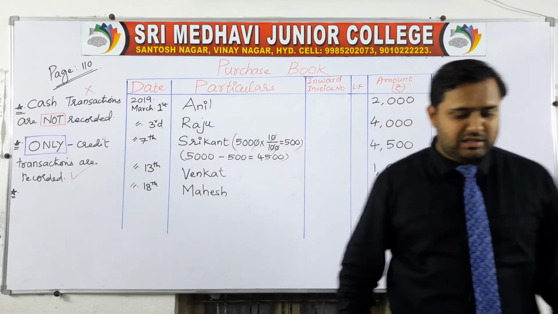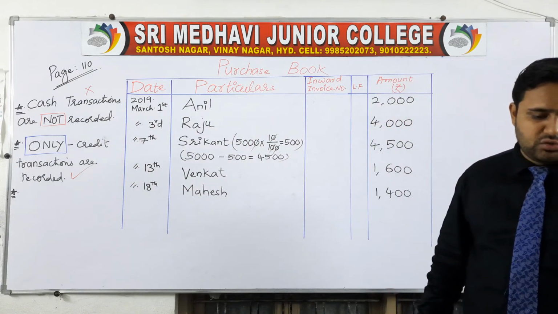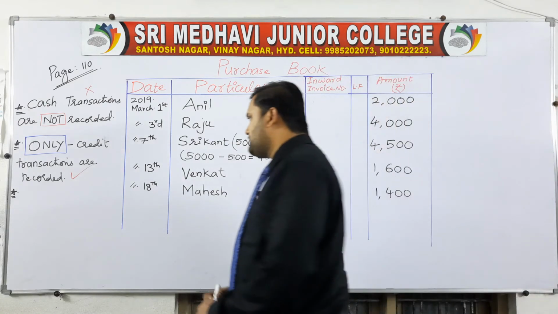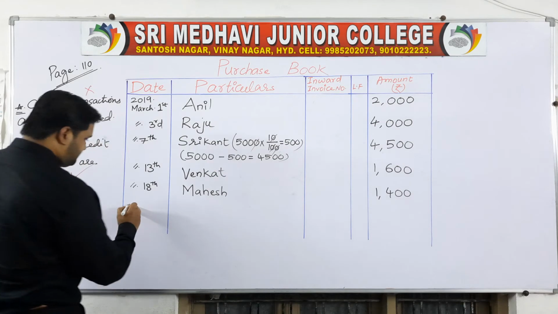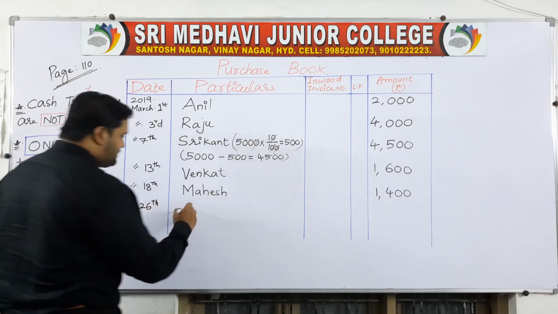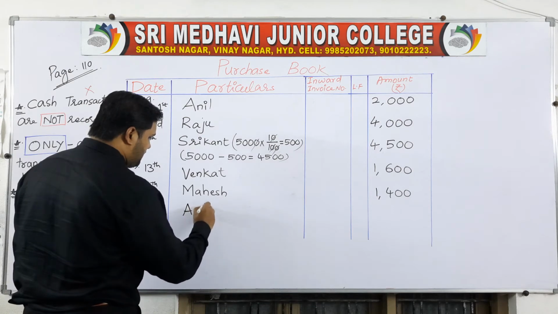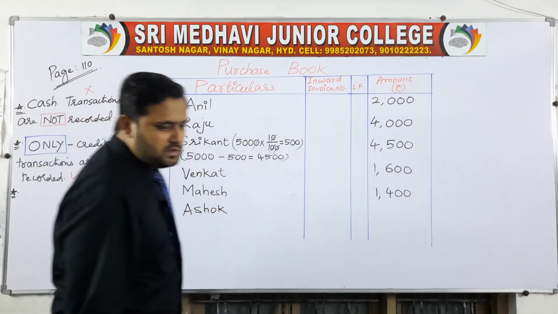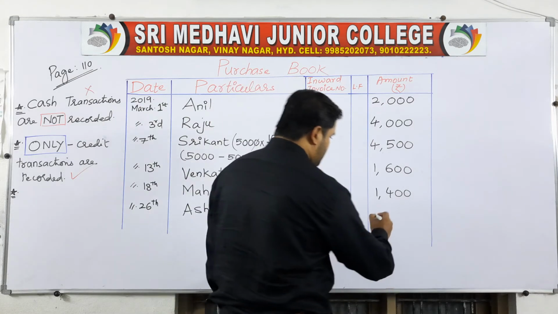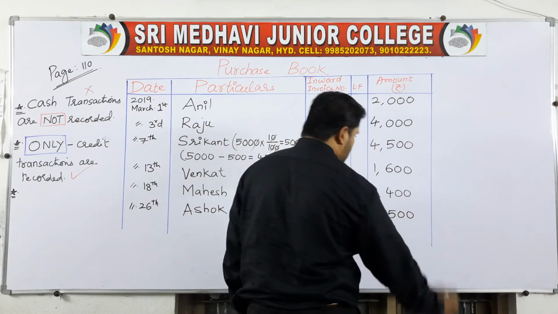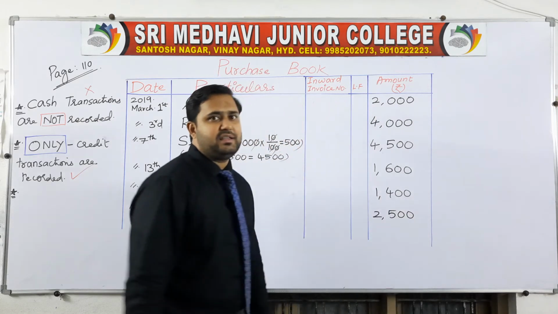Next, the last transaction of this problem: purchase goods from Ashok, 2500, date 26th. Purchase goods from Ashok and the amount is 2500 rupees. Nothing else is there in the question.